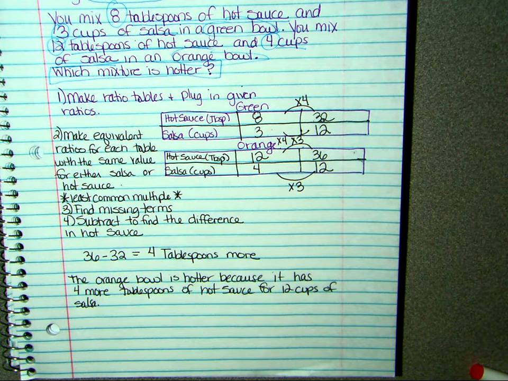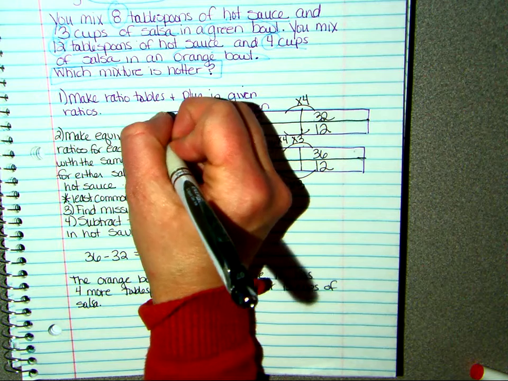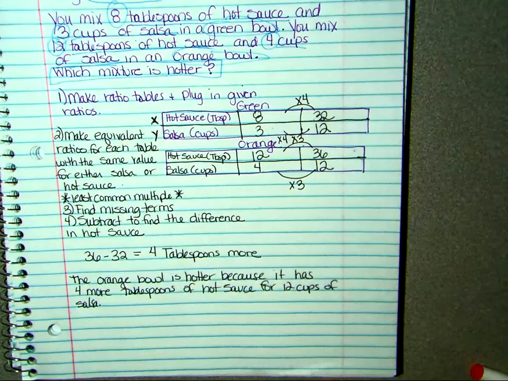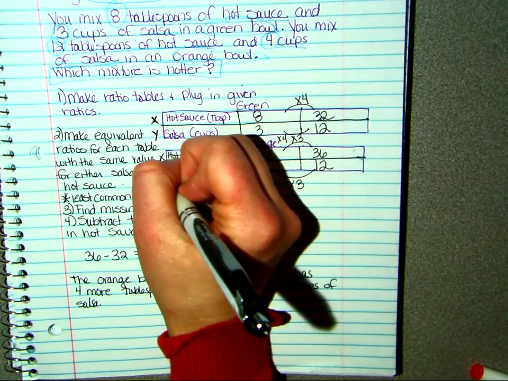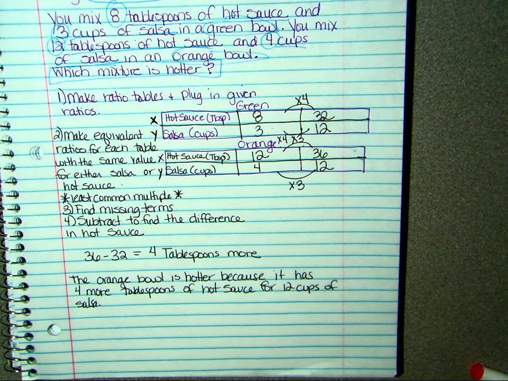One thing we're going to do before we turn the page, though, is I want you to look at our tables up here. When we use a coordinate grid, we have to have an x value and a y value. That's called a coordinate or an ordered pair. So we're going to say that our hot sauce is our x value and our salsa is our y value. And I'm going to put that on both of these tables. So our salsa is our y, our hot sauce is our x.